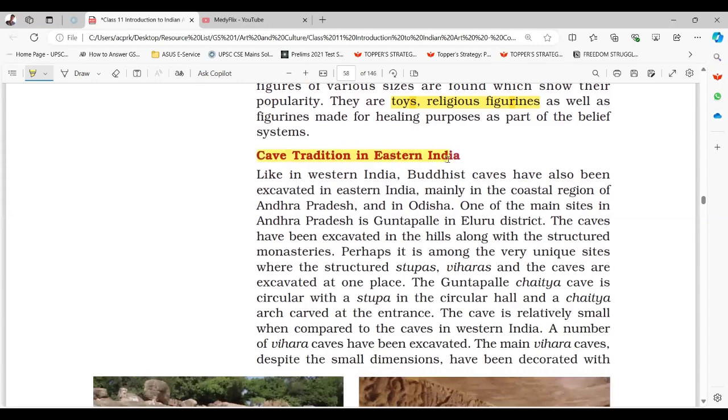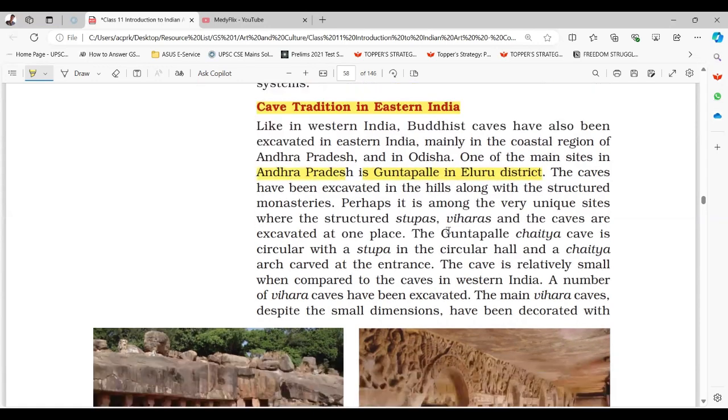Cave tradition in Eastern India. Like in Western India, Buddhist caves have also been excavated in Eastern India, mainly in the coastal region of Andhra Pradesh and in Odisha. One of the main sites in Andhra Pradesh is Gundapalli in Eluru district. The caves have been excavated in the hills along with the structured monasteries.